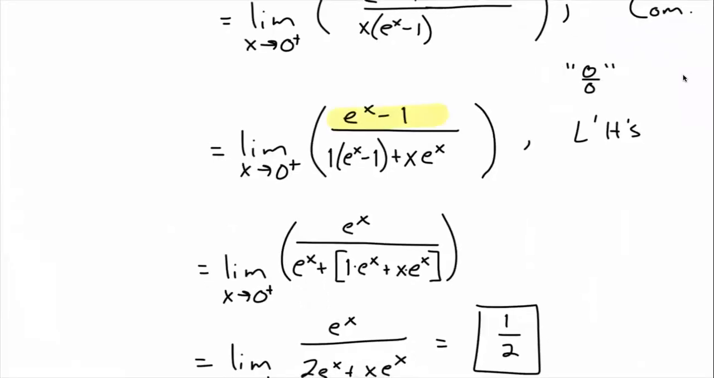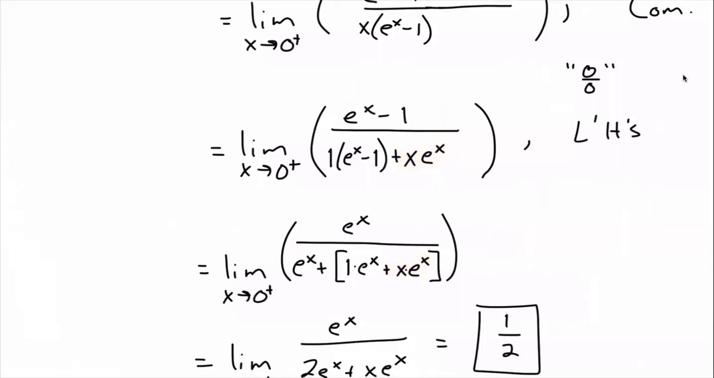The derivative of the numerator, well, that's just this e to the x. Derivative of negative 1 is 0. Then I have the derivative of e to the x minus 1. Well, that's just e to the x. And then plus the derivative of this function? Well, that's going to take a product rule. The derivative of x, which is 1, times e to the x, plus x times the derivative of e to the x, which is x e to the x.